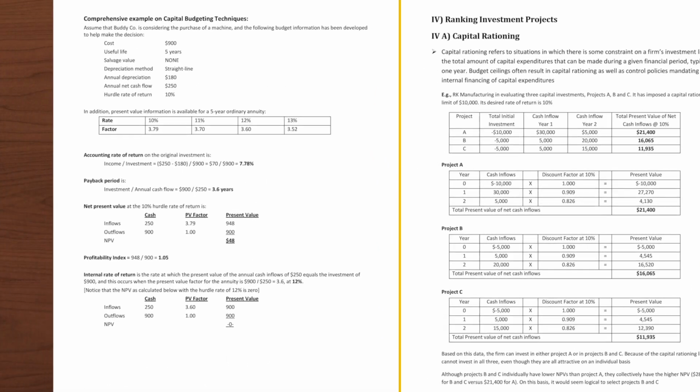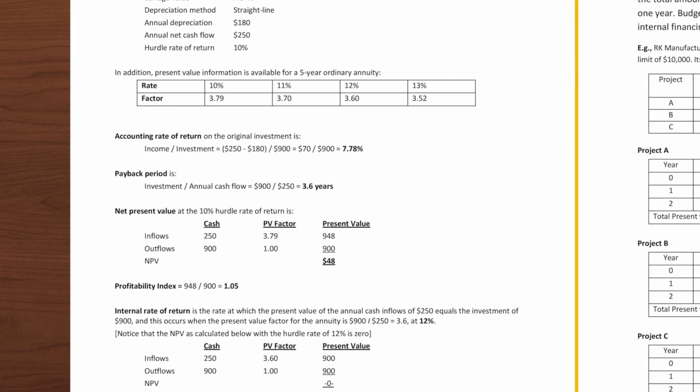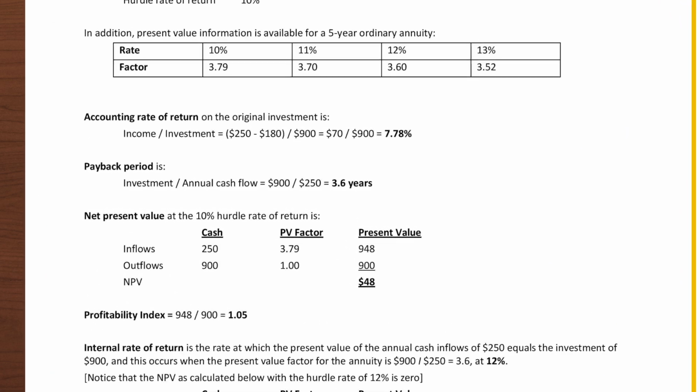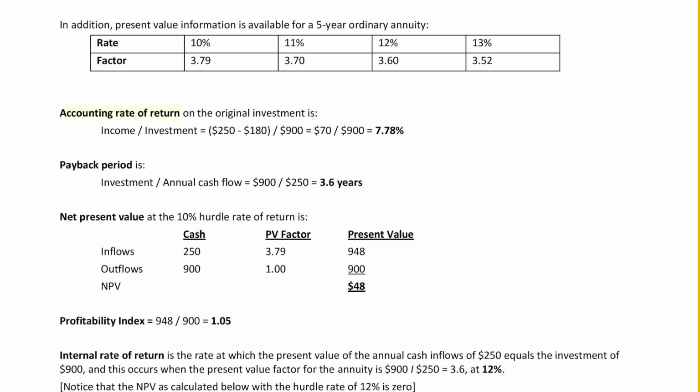Turn to page 18, where we have our comprehensive example on capital budgeting. So first we're looking at highlight accounting rate of return, which is accounting income divided by investment. So highlight $250 minus $180 divided by $900. So $250, that was the cash flow. $180, that was depreciation. So $250 less $180 gives us accounting income of $70. We're going to divide it by the investment amount, $900, which gives us an accounting rate of return of 7.78%.